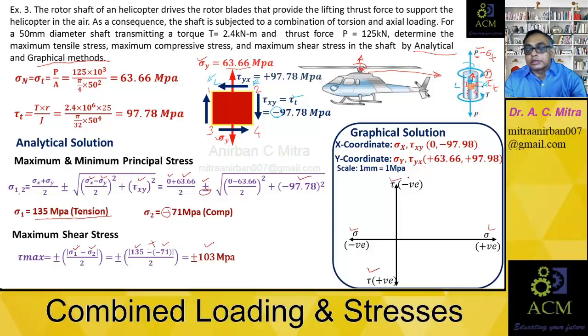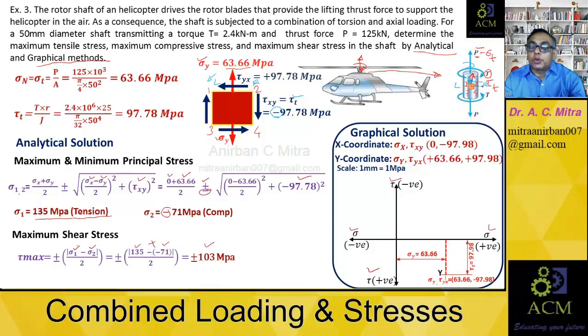the sigma and tau axes, we need to plot the x and y coordinates. First, I just want to plot the y coordinate. So what is y? Sigma y is 63.66. Similarly, tau xy is coming positive 97.98. I have to put that y point first. So it will be plus 63.66, which I mark along the sigma axis, and plus 97.98, in the downward direction along the tau axis. So we get the point y.